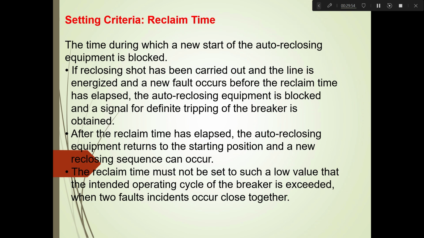So this time is called reclaim time, and generally if a reclosing shot has been carried out and the line is energized, a new fault occurs before the reclaim time has elapsed. The auto reclosing equipment is blocked and a signal for definite tripping of the breaker is obtained. After the reclaim time has elapsed, the auto-reclosing equipment returns to the starting position and a new reclosing sequence can occur. Reclaim time must not be set to such a low value that the intended operating cycle of the breaker is exceeded when two fault incidents occur close together.